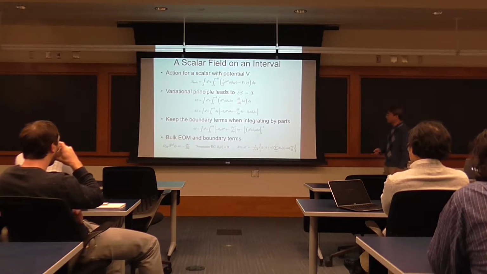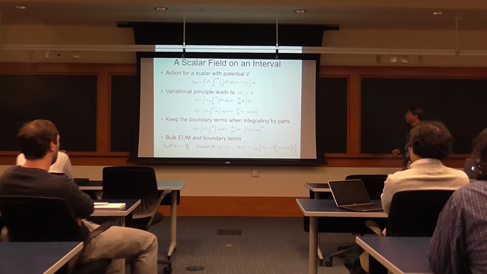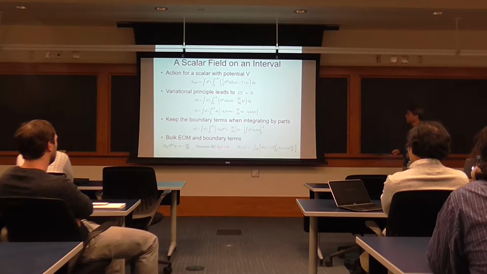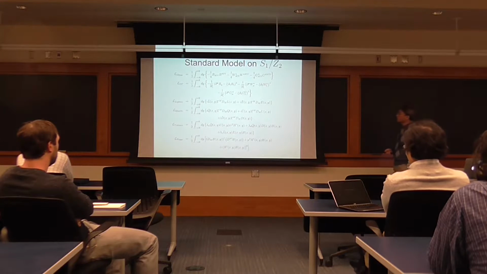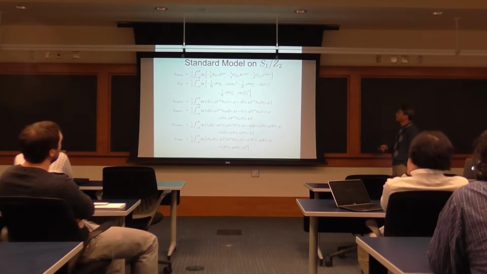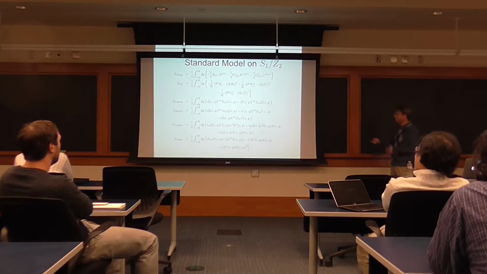With these boundary conditions, you can expand the scalar field in terms of Fourier modes. Due to these boundary conditions, there is no sine mode appearing, so only the cosine modes appear in this expansion. What I'm going to do is copy the standard model Lagrangian and write it down in 5 dimensions, but assume the extra dimension has this shape, S1 over Z2.